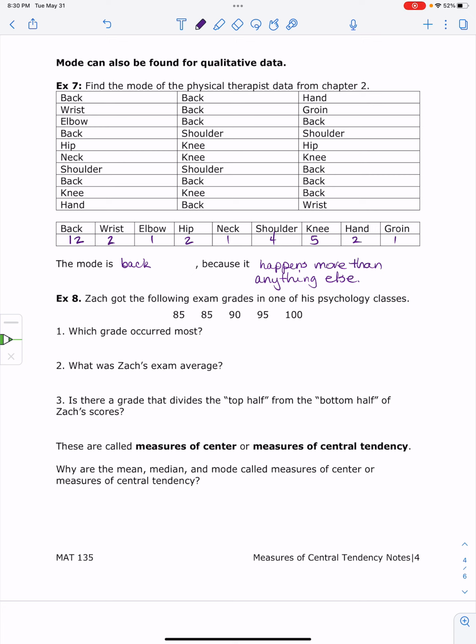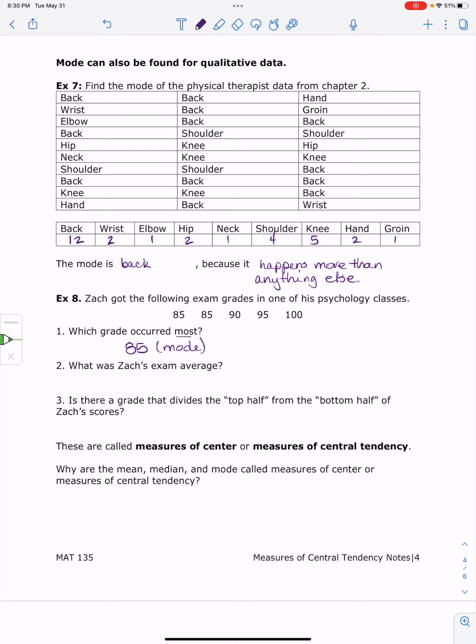Example 8. Here we go. Zach has got the following exam scores: 85, 85, 90, 95, and 100. Notice these are already in order. First question asks for the grade that happens the most. So most here means we are looking at that 85. It happens twice. Everything else only happens once. So 85, and again, the mathematical term there is the mode.